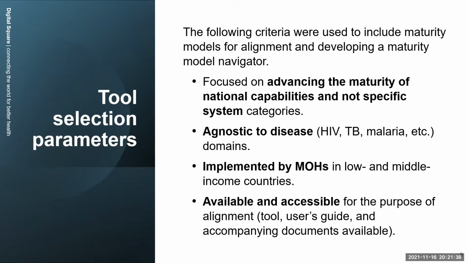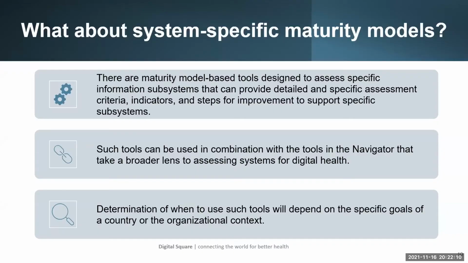We included tools that are agnostic to disease. They're not about any particular disease, HIV, TB, malaria. They're more about national capabilities, whether it's information system or digital health, implemented by Ministry of Health in low and middle income countries, and available and accessible for the purpose of alignment. So those are the key criteria that were used to select. Community health information systems are another key area. There has been a lot of conversation, so hopefully you'll see more work in the future, whether we do it or some other groups, but that's another area users are facing challenges with.